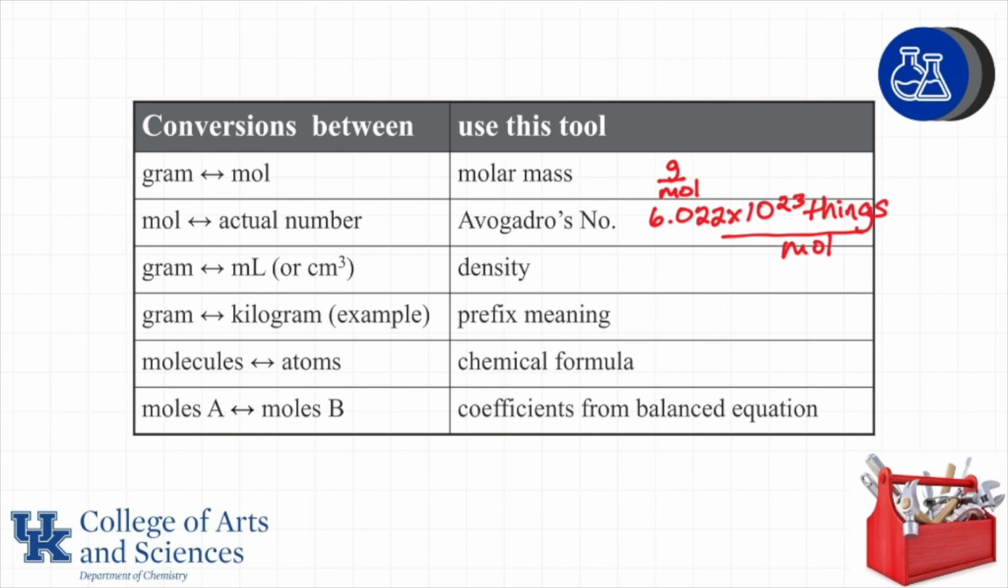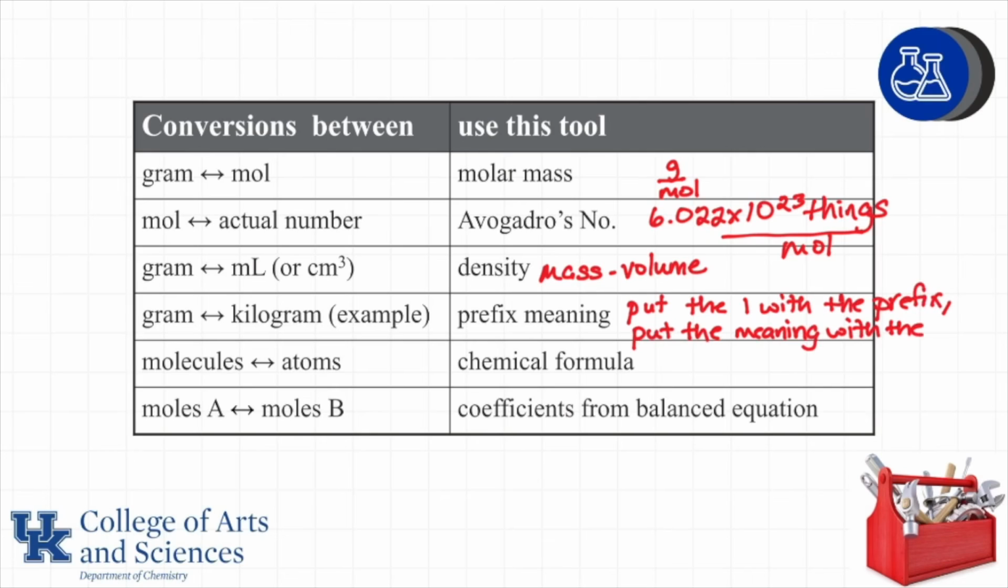Between mass and volume, we use density. For gram to kilogram, or for any different metric prefix, we're going to use the meaning of that prefix. Remember, put the 1 with the prefix, put the meaning with the base. Between molecules and atoms, we use the subscripts from the chemical formula. And what we've just learned, moles of A to moles of B. Notice that A is any substance in the reaction and B is some other substance in the reaction, and we're going to use the coefficients from our balanced chemical equation.